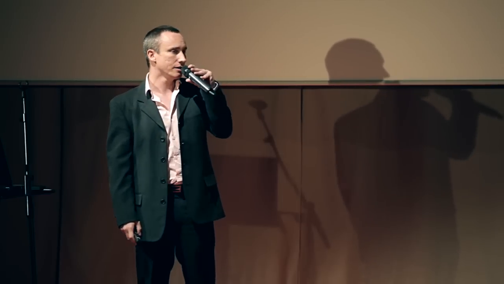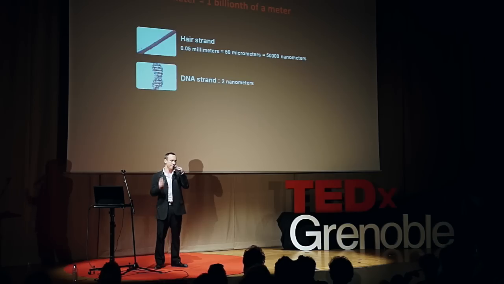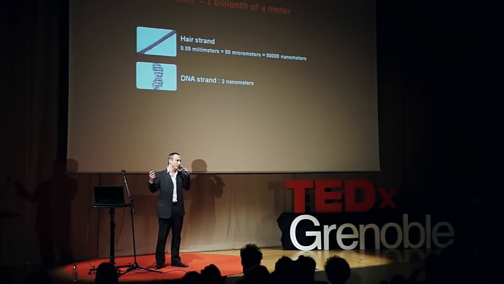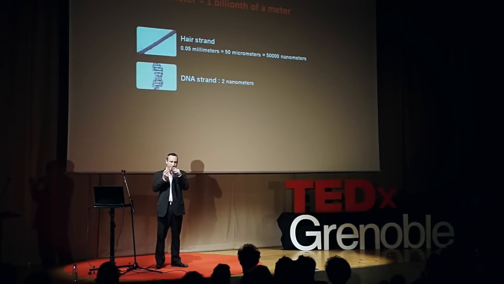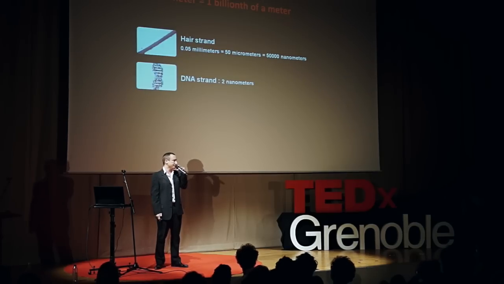Now, if you go a bit smaller, and you reach the size of a DNA strand, then the diameter of a DNA strand is just 2 nanometers. So you know that DNA is very long and that we have DNA in all of our cells. But the reason we can pack DNA inside our cells is that it's actually tiny. The diameter of DNA is 2 billionth of a meter.